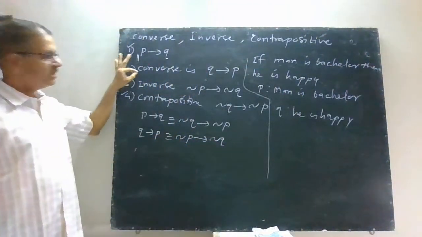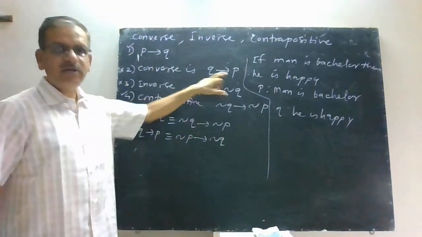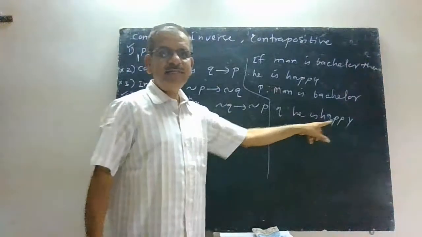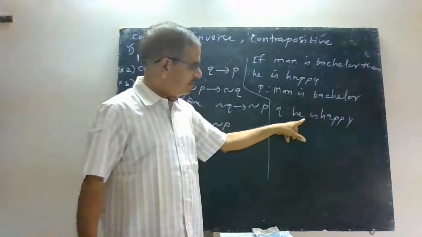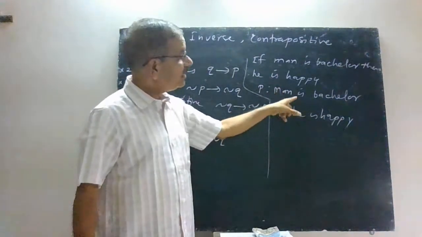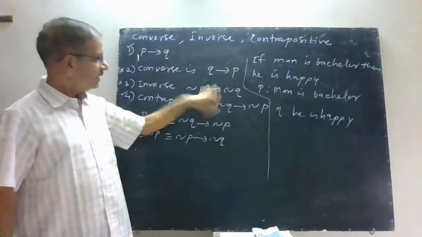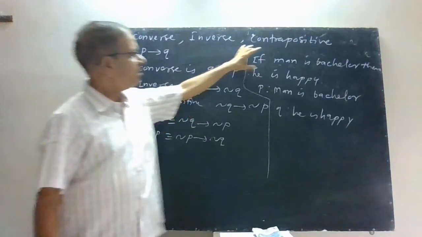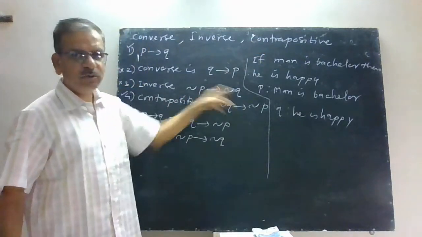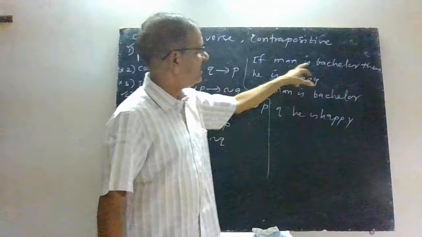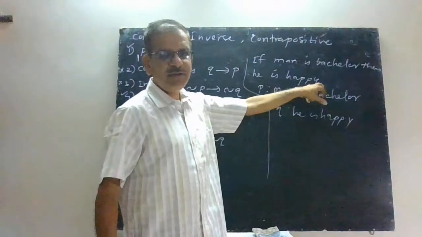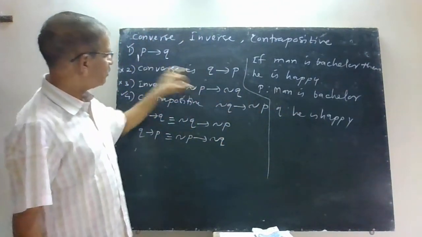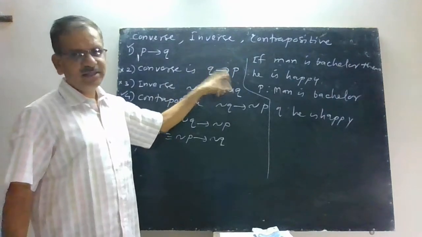Now you have to write down first the converse. First write down the formula and then write down the verbal form of that formula. If a man is happy, then he is bachelor. You will write down its converse. Then you will write down the inverse. Writing the inverse is very simple. You have the original statement of the type P implies Q. Only you have to put two negations. Then, if man is not bachelor, then he is not happy. That is its inverse. And then contrapositive means once you write its converse, you have to put negation on both sides. Then you get its contrapositive.